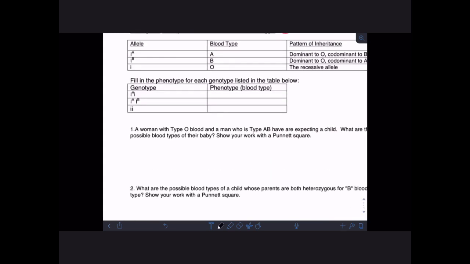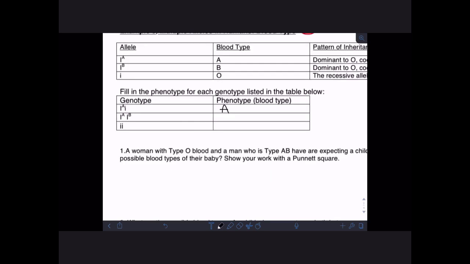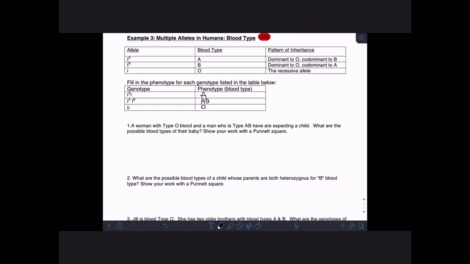Now if we fill in the phenotype for each genotype listed below, we find that uppercase I, A, lowercase i is categorized as blood type A. The second one is codominant, so that's AB, and lowercase i is blood type O.